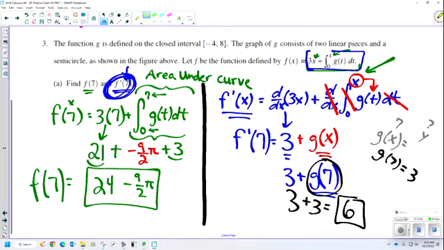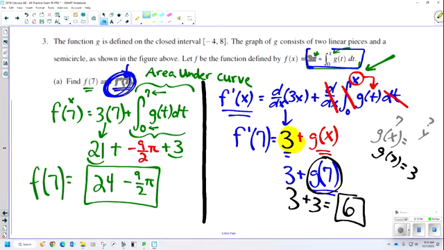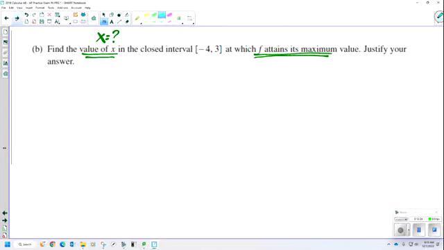The derivative of f, before I plugged in my 7, was 3 plus g of x. Remember, so long ago when we tried to figure out what f prime of x was, we took the derivative of this, and I got 3. And I took the derivative of this, and it was just g of x. So the derivative of f of x is 3 plus g of x. So I'm going to go over here and say, for my own sanity, that f prime of x is 3 plus g of x.